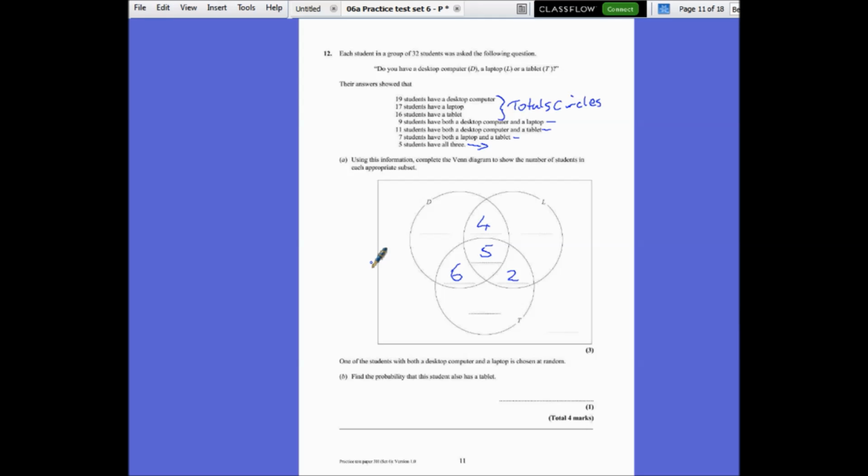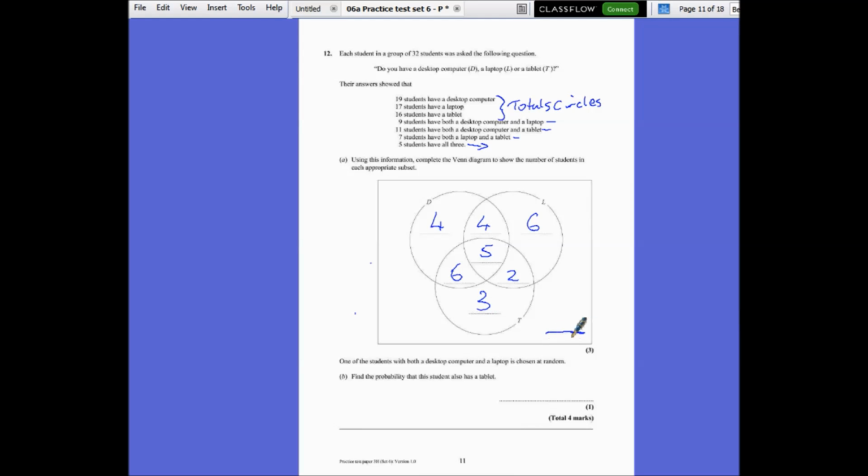So if you look at the desktop computer circle, we've got 4 add 5 is 9, add 6 is 15, which means there must be 4 left in there. If we look at the laptop circle, we've got 4 add 5 is 9, add 2 is 11, and there should be 17 in there, so that must be 6. And then in the tablet circle, we've got 6 and 5 add 2 is 13, and there should have been 16 in there, so that means there must be 3 left over.